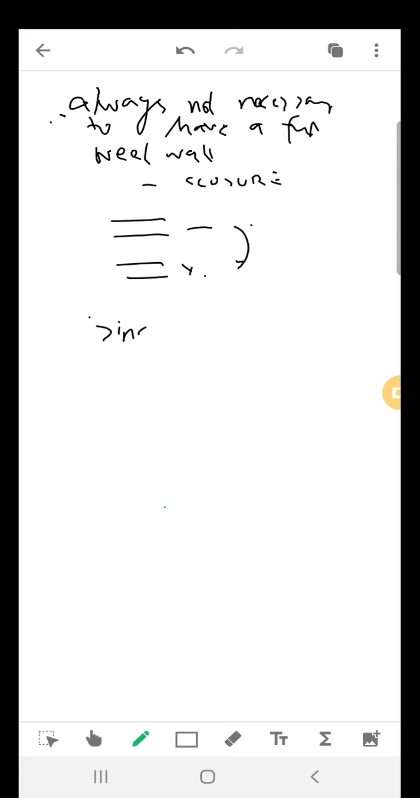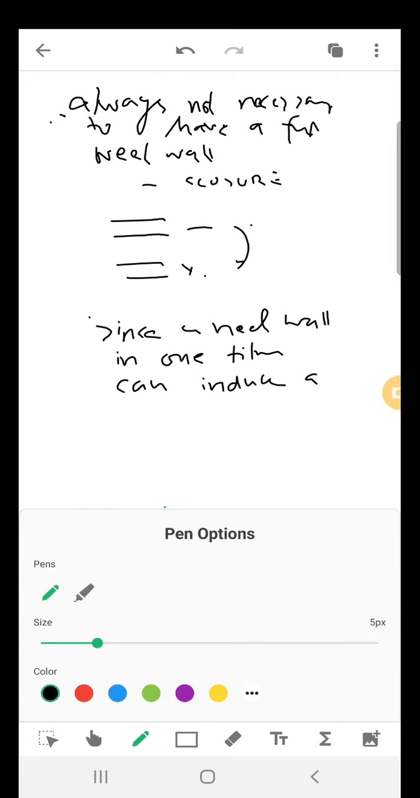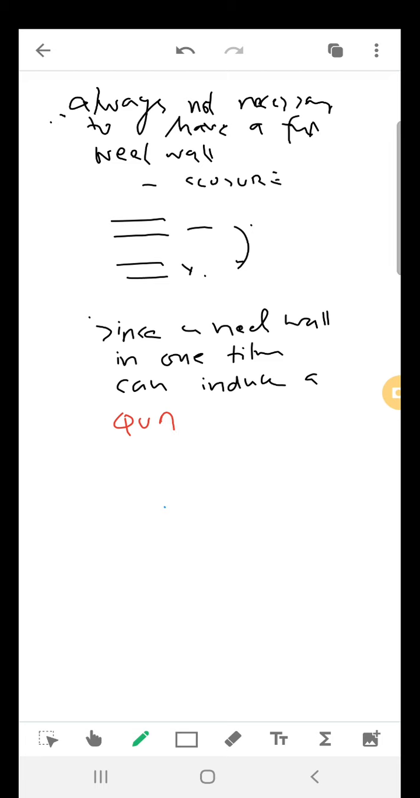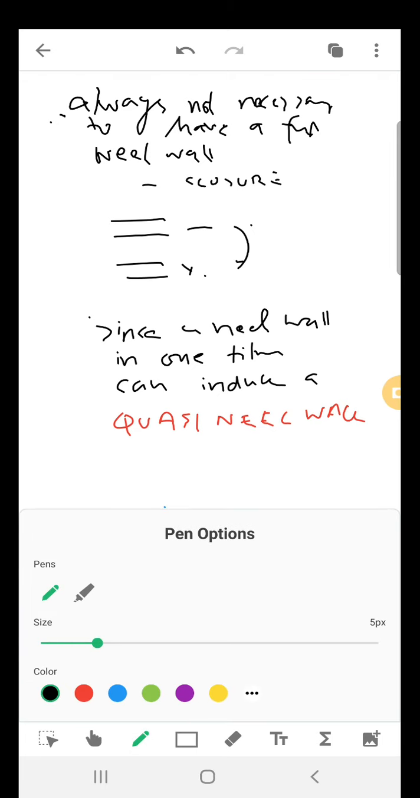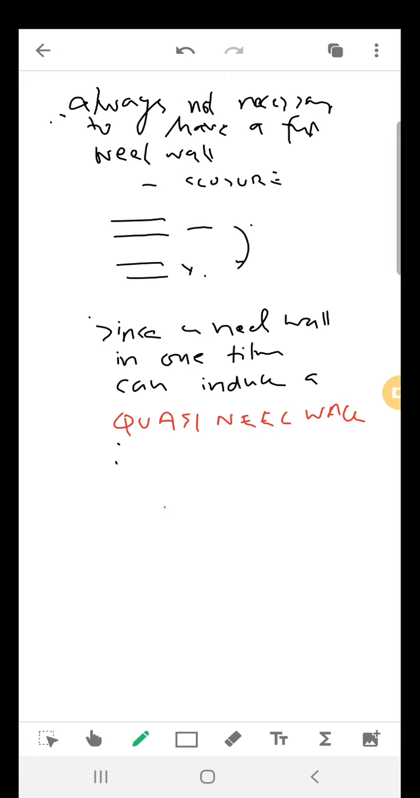Since a Neel wall in one film can induce a quasi-Neel wall in the other film, it is not necessary to have a Neel wall in the second one as well. So this is one of the magnetic computer storage devices.